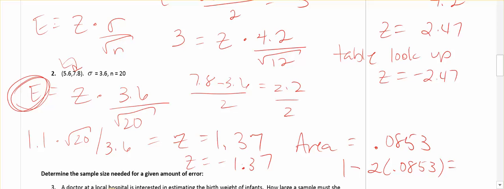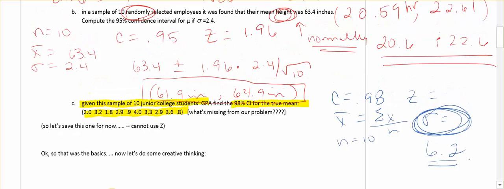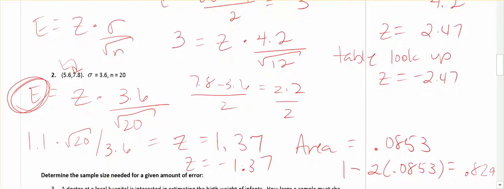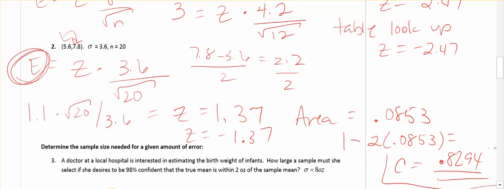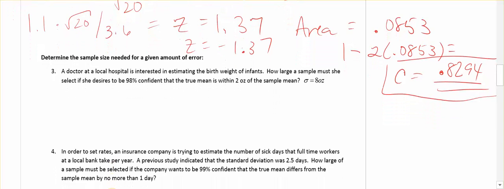I'm typing some buttons on my calculator, working a little bit of magic, and I get 0.8294. Whoa, sorry about that. Didn't mean to make you dizzy. 0.8294. And there's your C. Ta-da! That's going to take a little bit of practice because it is thinking backwards.